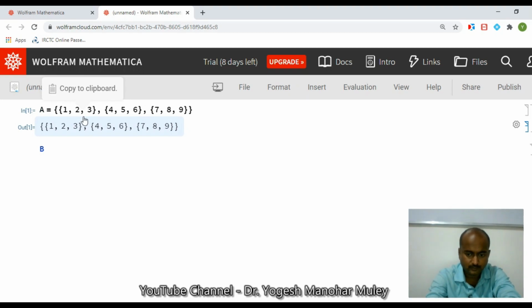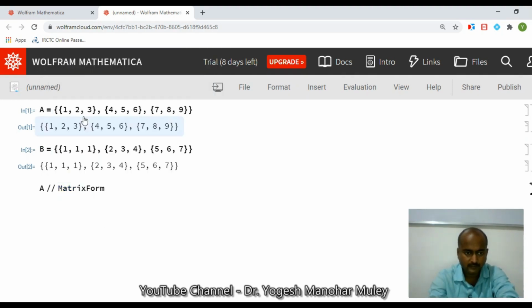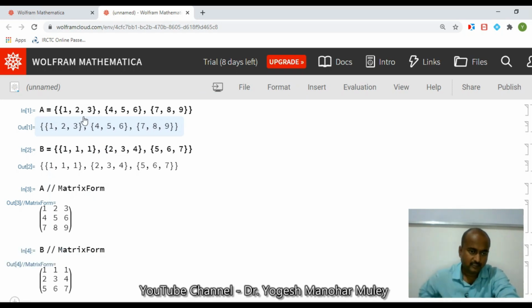Again B is equal to 1, 1, then next 2, 3, 4, next 5, 6, 7. Okay, so capital A double backslash MatrixForm will show A in matrix form, then B double backslash MatrixForm will show matrix B in matrix form.